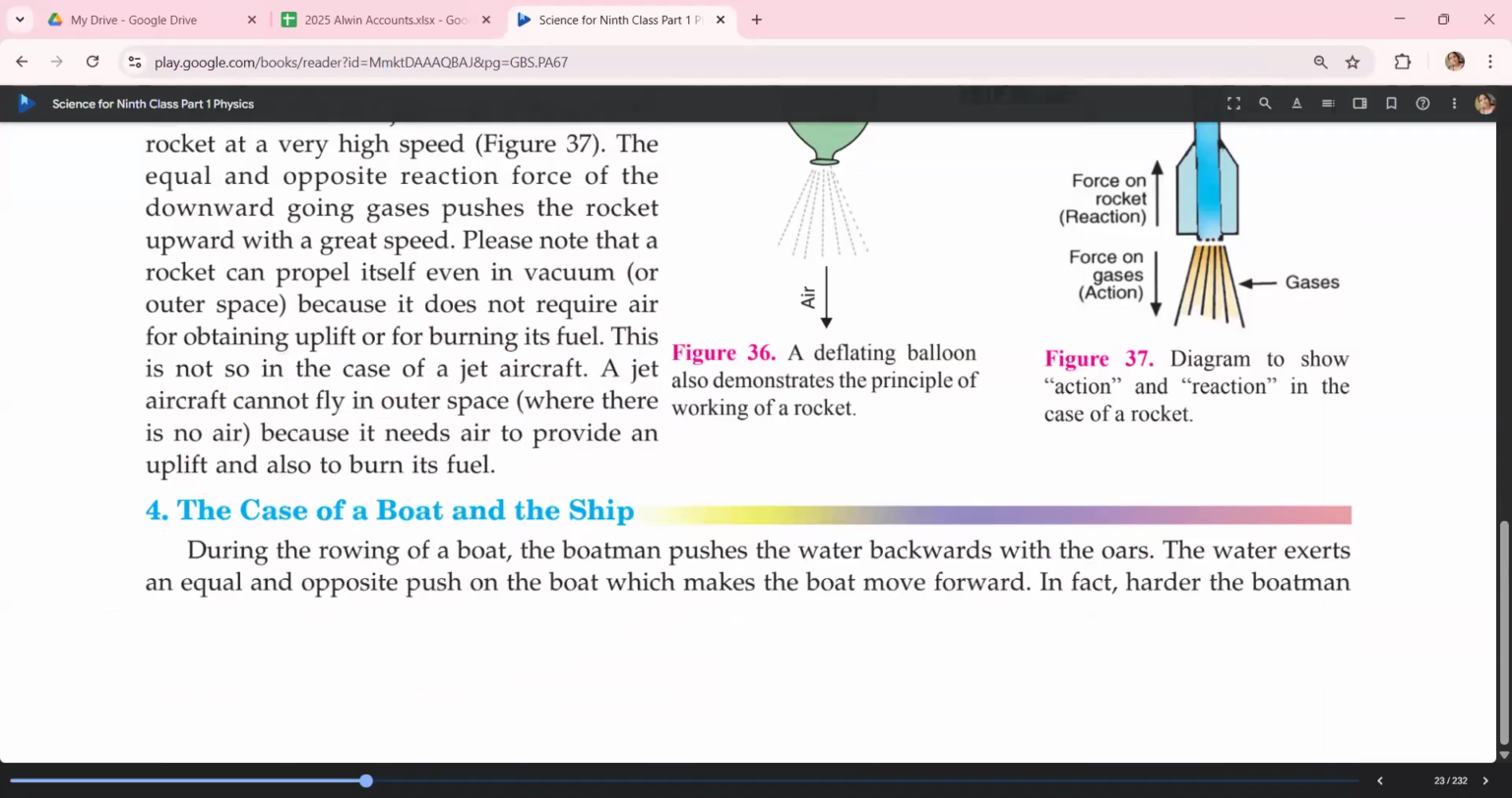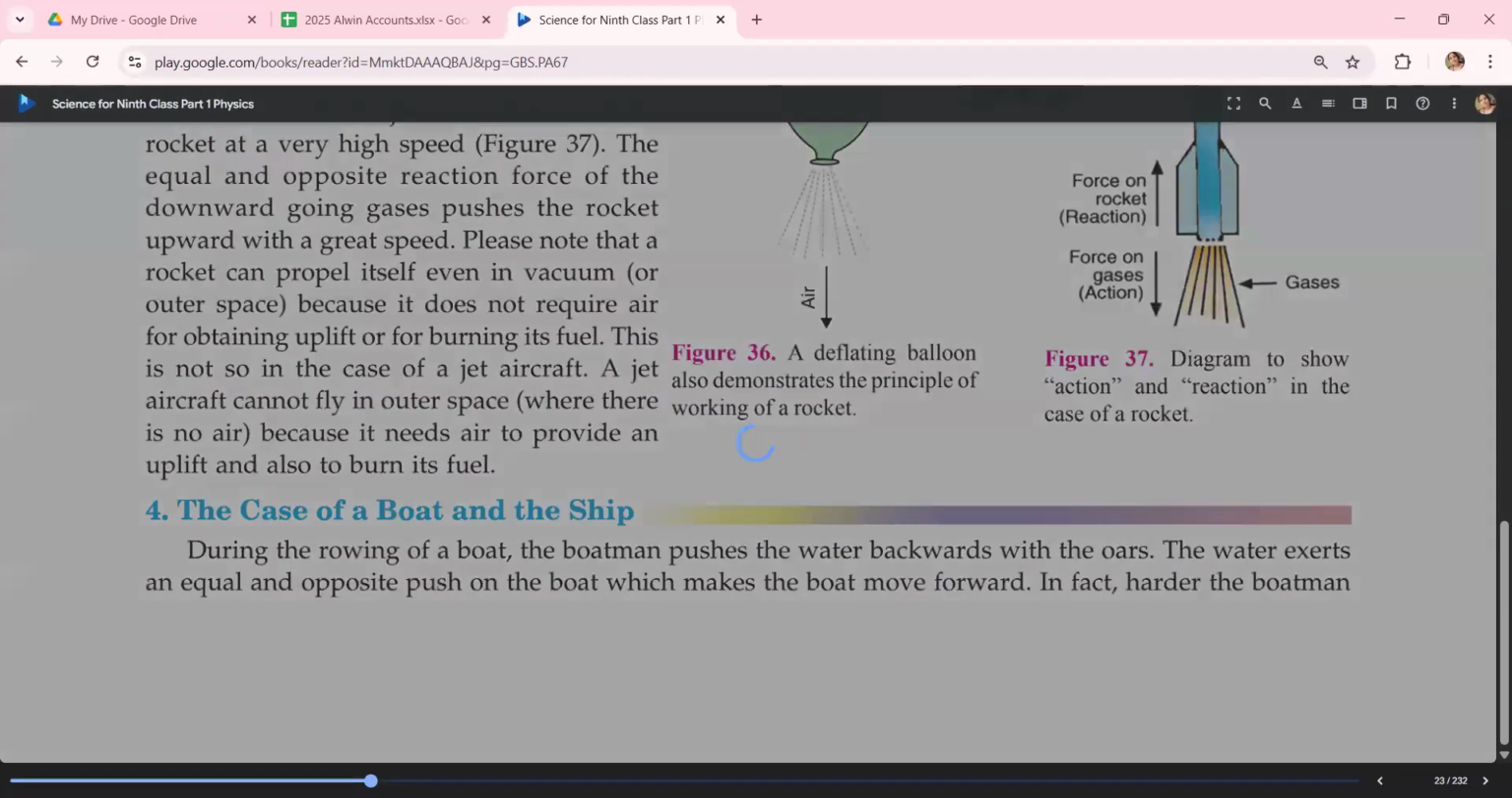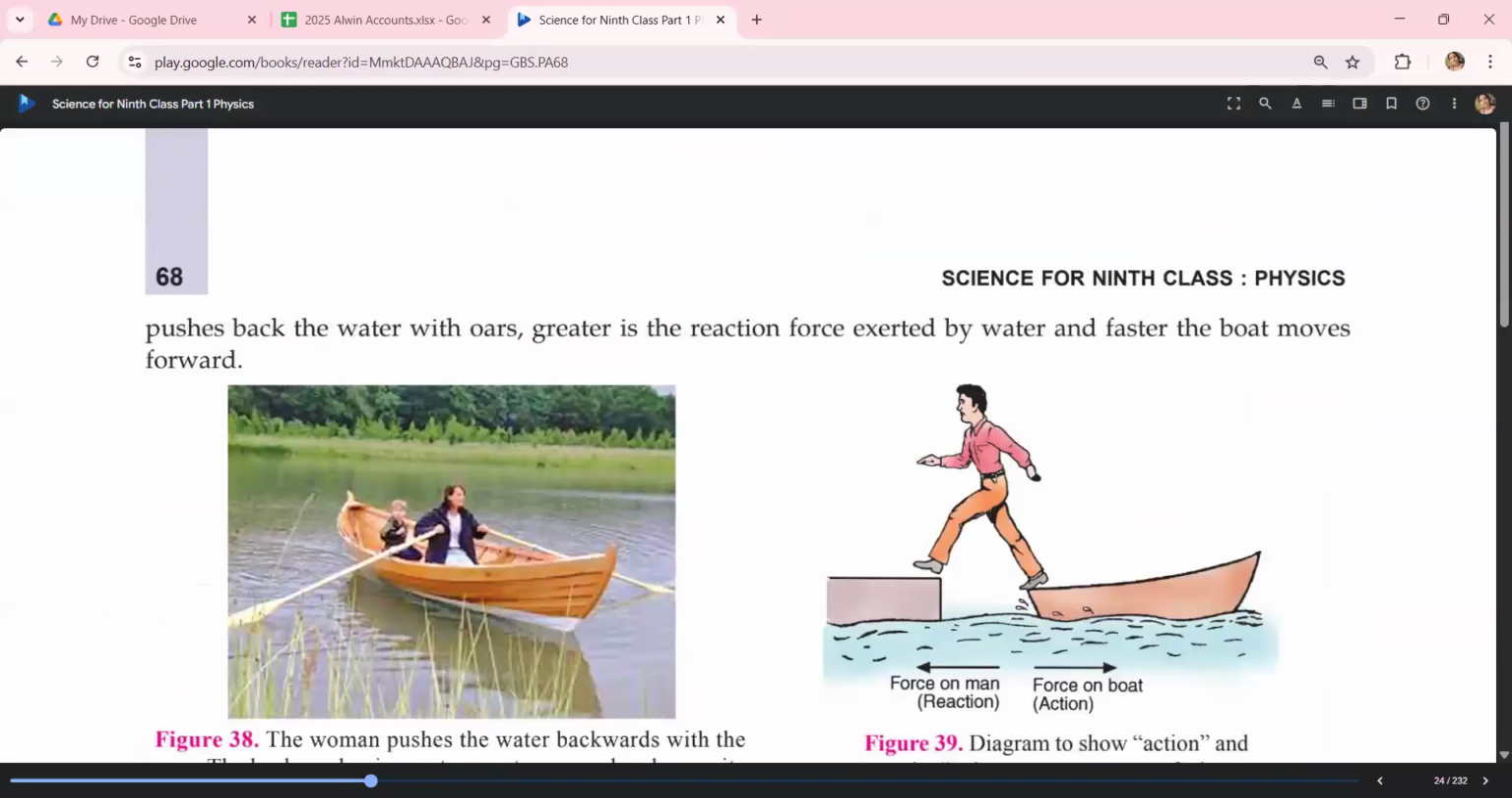The case of a boat and a ship. See here in the next photo. See beta, while you are moving forward in a boat, you are rowing backwards, right? While you are rowing backwards, the water is pushing you forward. So that means when you want to go back in the waters, what will you do? With these oars, you will push the water forward.